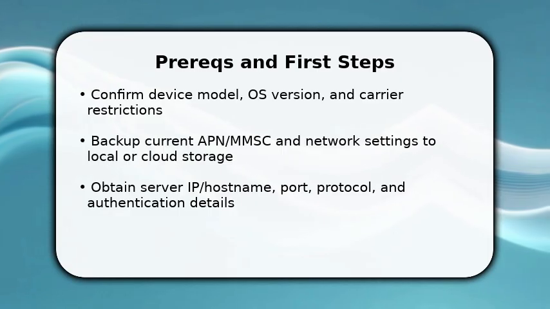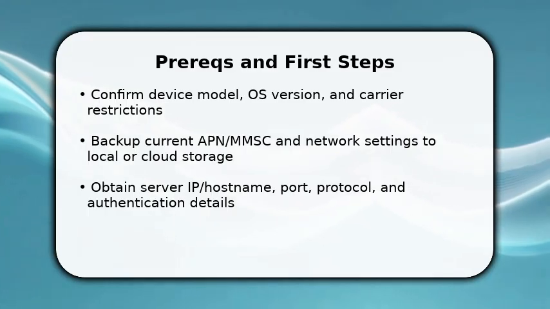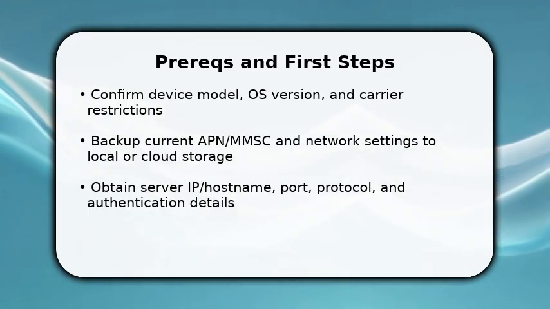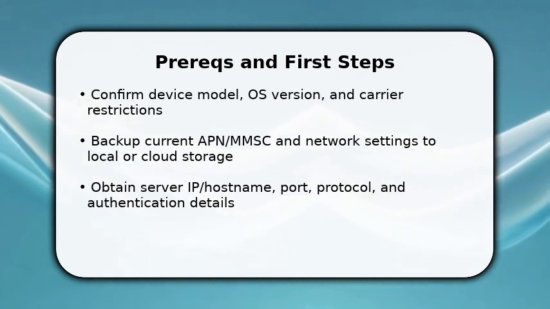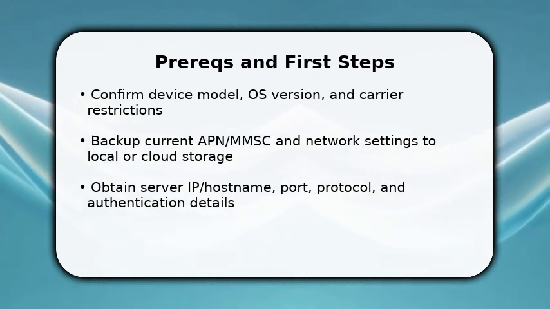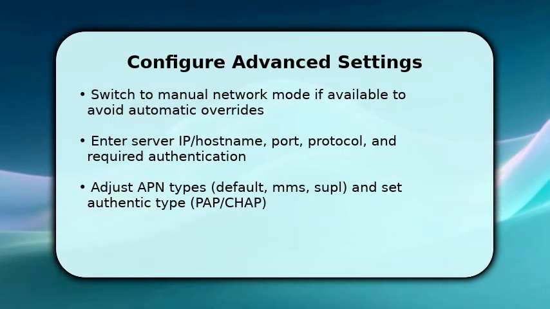Next, enter the new server details, hostname or IP, port and protocol, and any username/password. Make sure to save a screenshot and a text copy. It speeds troubleshooting later. Now you perform the detailed configuration. Switch the SIM to manual network selection and disable carrier-provided automatic APN updates so your changes persist.